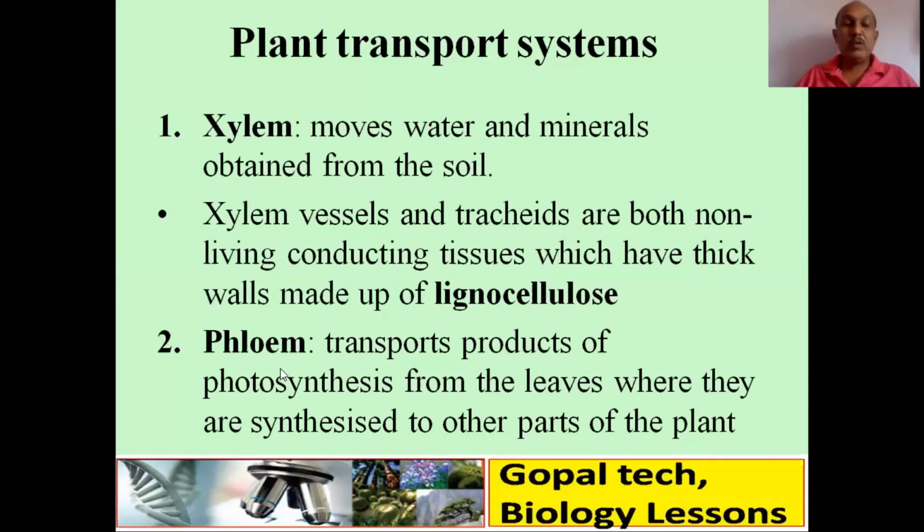The second tissue is phloem, that is a food conducting tissue. It transports products of photosynthesis from the leaves where they are synthesized to other parts of the plant where they are either used or stored. So these are the two tissues present in the plant, a water conducting and a food conducting tissue.